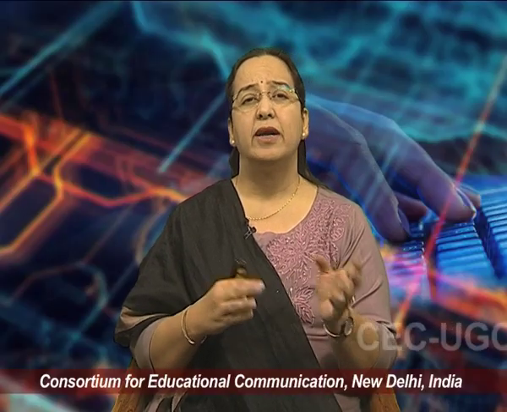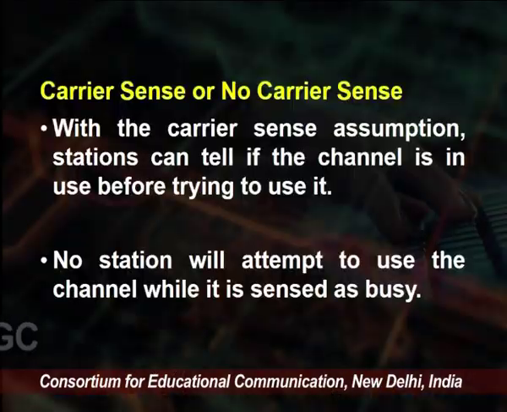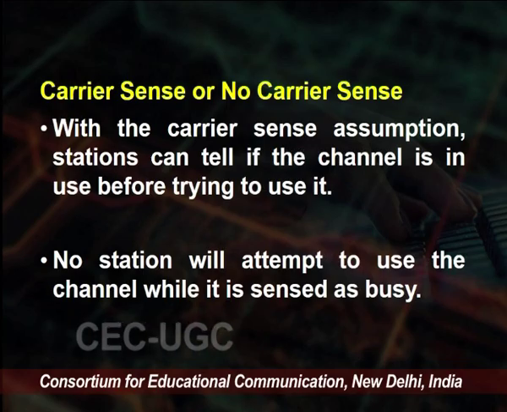Another assumption with dynamic channel allocation is that it can have the capability of carrier sense or no carrier sense. So, what is carrier sense or no carrier sense? With the carrier sense assumption, stations can tell if the channel is in use before trying to use it. That means the stations can sense whether a frame is already being transmitted onto that particular channel or not.